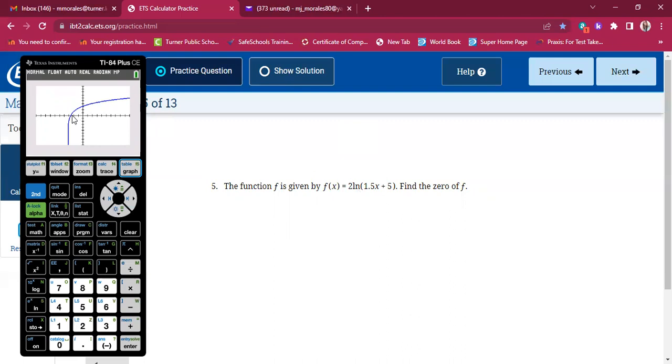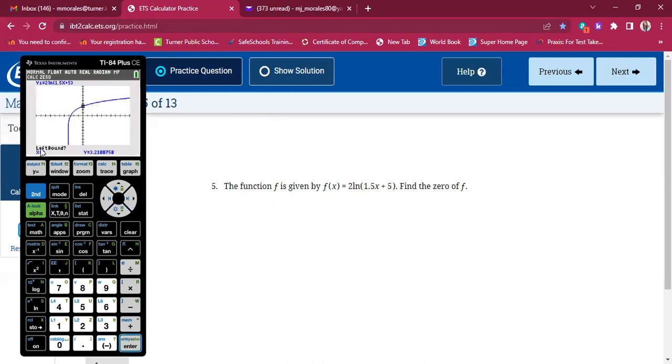So what is the value of this point that touches the x-axis? If you want to find that point, or the value of x when y is 0, just press second shift and then trace. You're looking for the 0 of x, so just press number 2. Go down using the arrow key, press it.